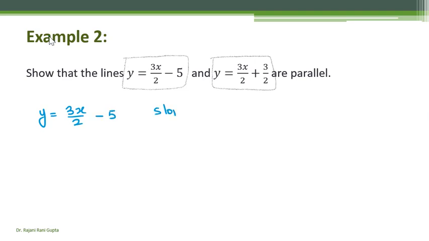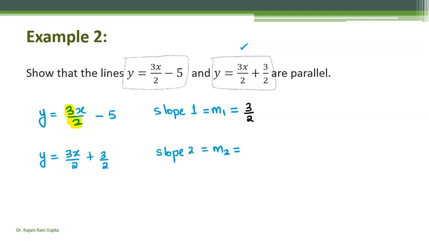So when you write down the slope of first line, we denote it by m1. What is it? This is the coefficient of x. So coefficient of x is 3 over 2. Remember, do not write x here because slope is always coefficient of x. Similarly, considering the second line, y equal 3x over 2 plus 3 over 2, if you calculate the slope here, let us denote it by m2. Again, checking the number with x, that is the coefficient, what we get, 3 over 2. Okay, so you see that it's same.